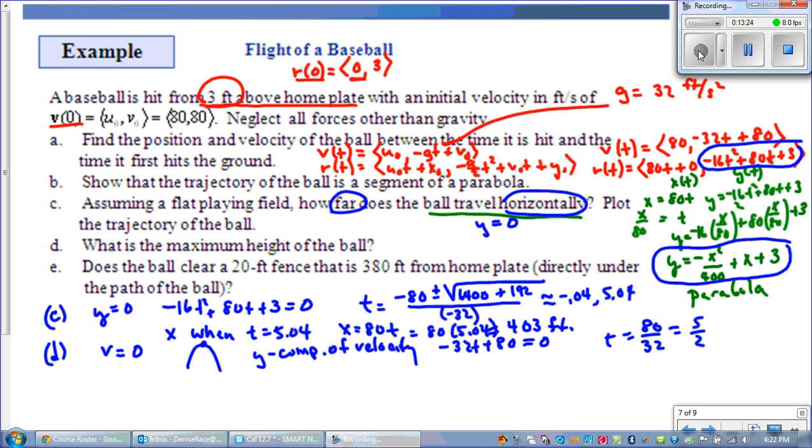So to find that greatest height, now we're looking for what the y value is at that position. So the greatest height is given by negative 16t squared plus 80t plus 3, and just evaluate that at 5 halves. And that comes out to be 103 feet.